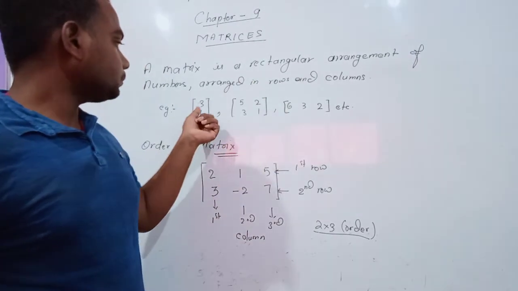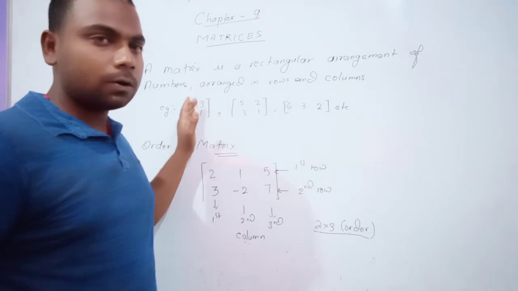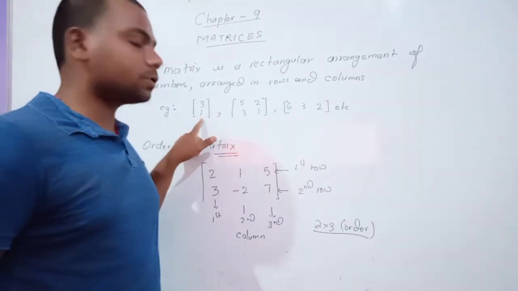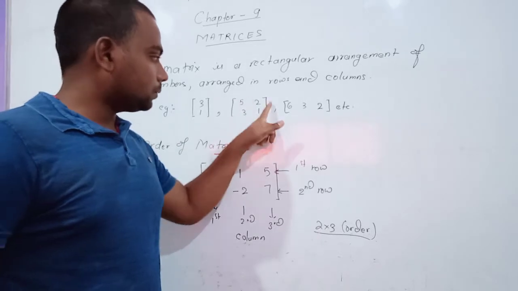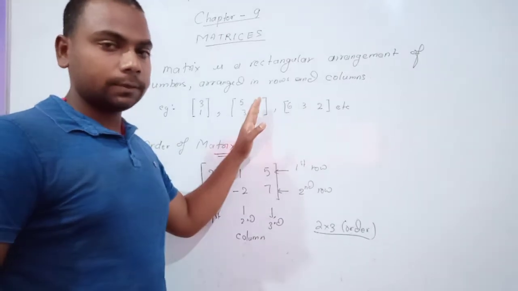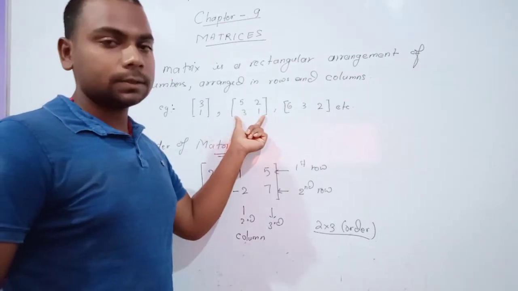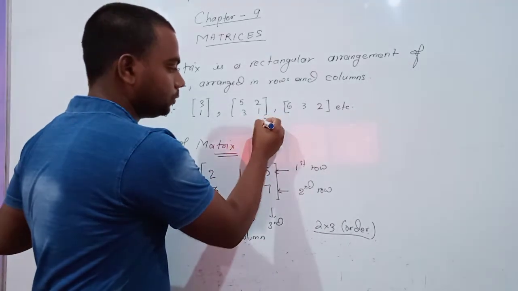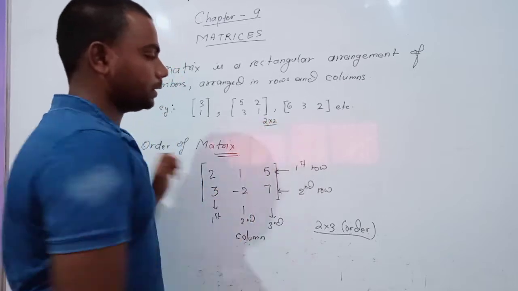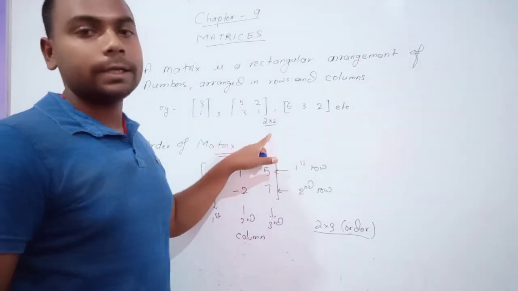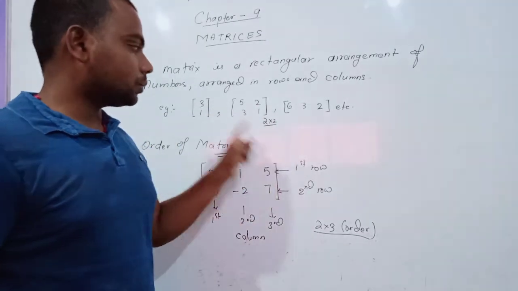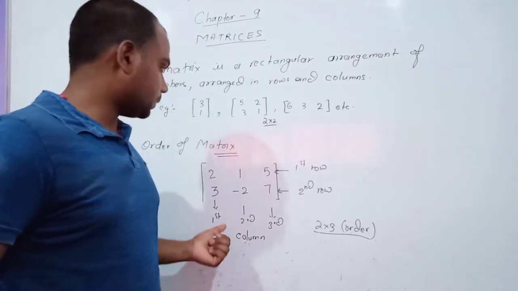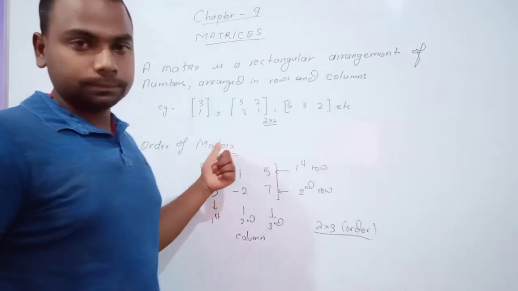Similarly, here only one column is there, so it will be called a column matrix. Here 2 rows are there, 2 columns are there. This will be called a square matrix, or else it can be called a 2 into 2 order matrix. This order is 2 by 2. So we will be learning the order of the matrix. Hope you have understood.